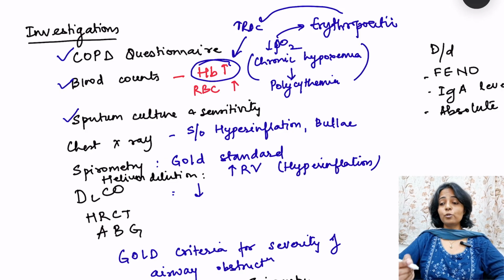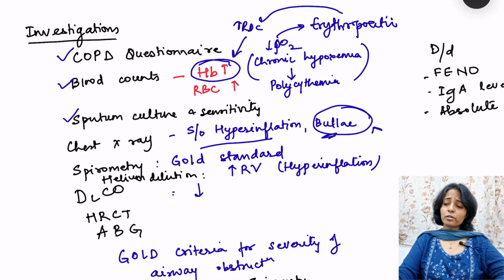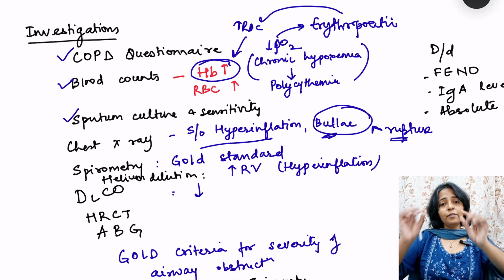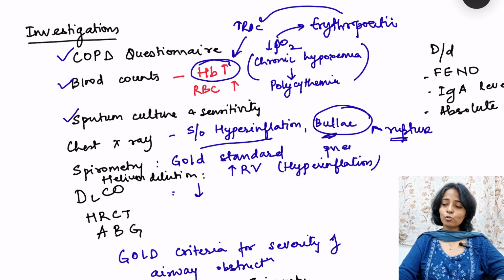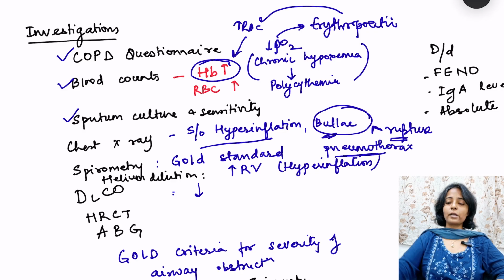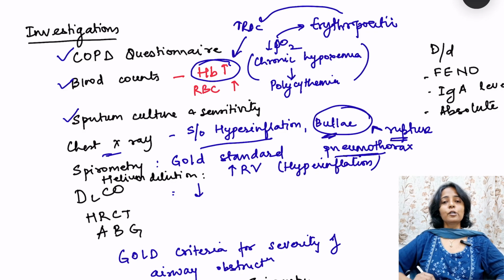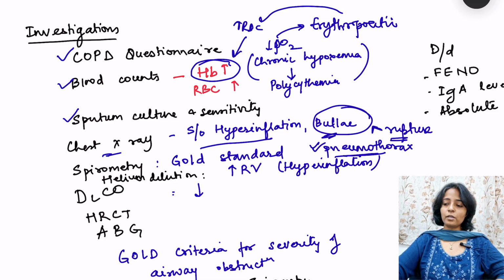Chest X-ray you will do to find out the signs of hyperinflation and also the presence of any bulla. These bulla can rupture, especially if they are near the pleura. This rupture is going to cause pneumothorax. So we have to look for signs of pneumothorax also in the chest X-ray. For the chest X-ray, we ask the person to hold the breath in expiration to detect the presence of pneumothorax.